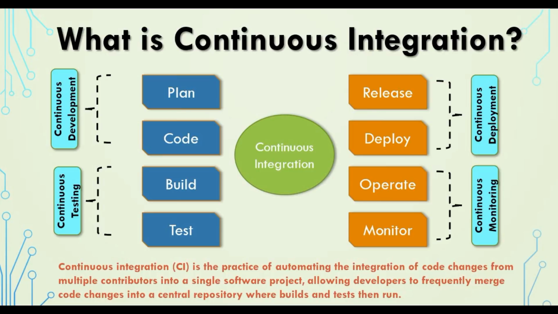So continuous integration is the practice of automating the integration of code changes from multiple contributors into a single software. As I said, there are 3 developers with 3 different code changes, and they are different contributors to a single software. So we are automating the process of integrating the code changes from multiple contributors into a single software. That allows these developers to frequently merge their code changes into a central repository where the builds and tests can be run.